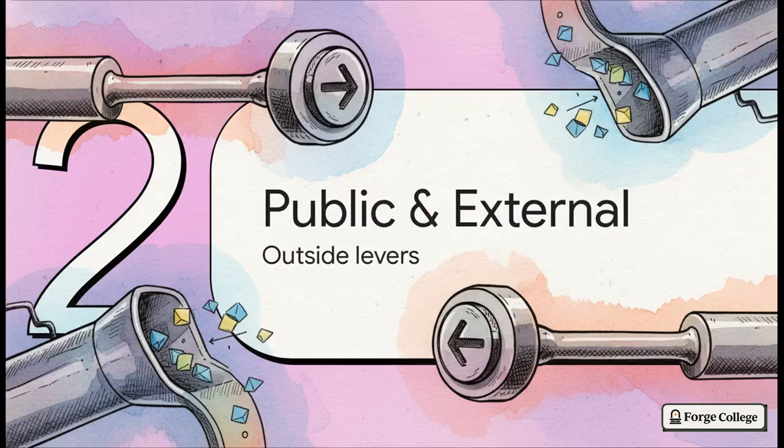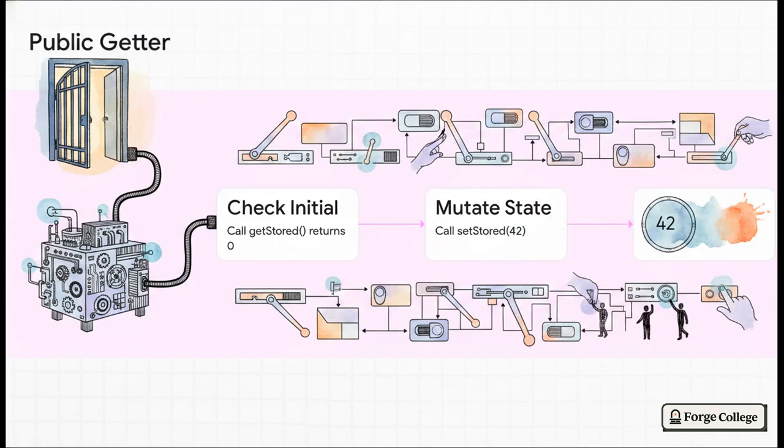Moving on to Section 2, public and external access, building the outside levers. Let's actually test out those public levers. Imagine we've just deployed our shiny new machine to the blockchain. By sequentially calling our public setter and getter, we prove that anyone can securely manipulate a single piece of state. We call getStored, and no surprise, we see a 0. Then we punch in a 42 using setStored, because, you know, it's the answer to the ultimate question of life, the universe, and everything.